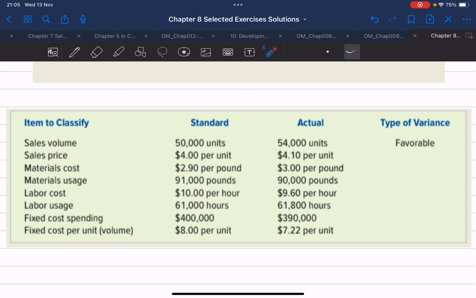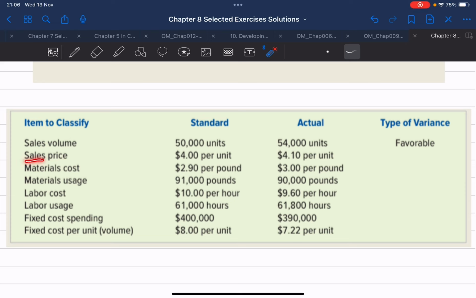The standard was 50,000 units and the actual is 54,000 units. Here we are referring to the number of units sold, right? So the sales volume. So having an actual sales volume higher than the standard, that is of course a favorable variance. Okay.